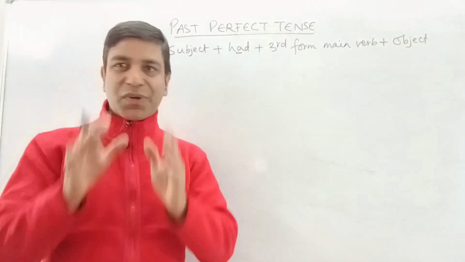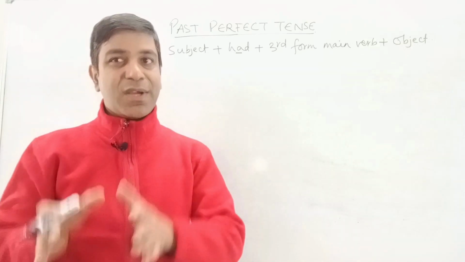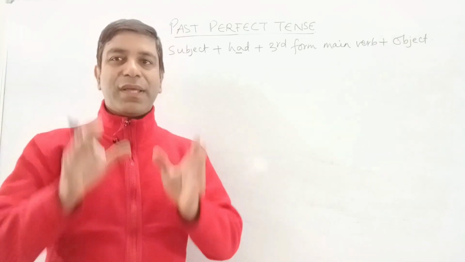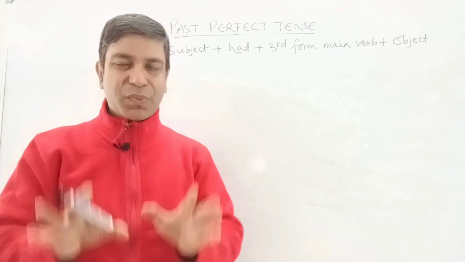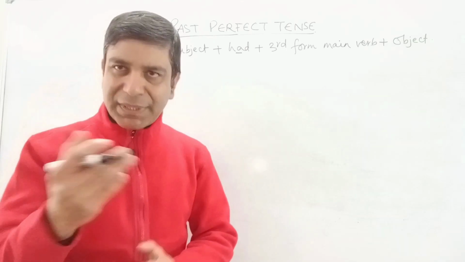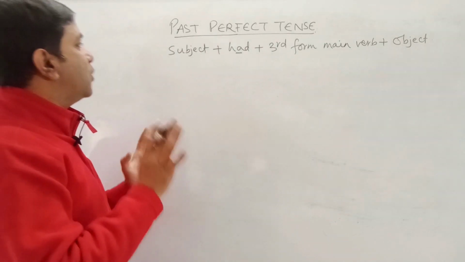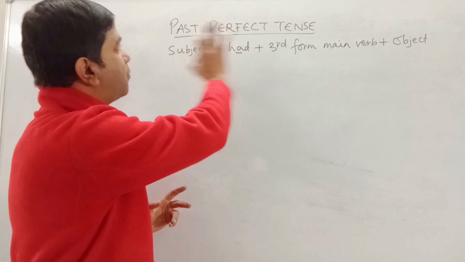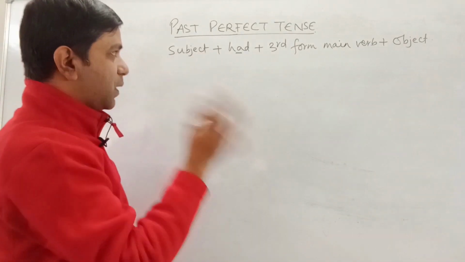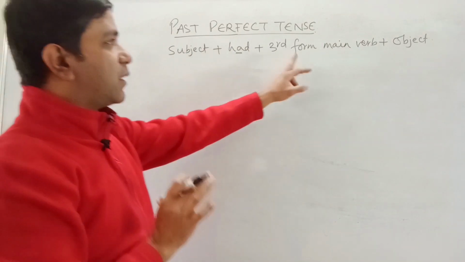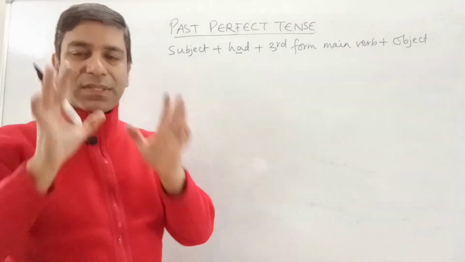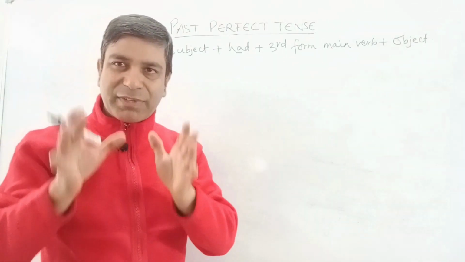Okay, let us talk about past perfect tense. What is the structure of past perfect tense and how and when is a past perfect tense used? We shall talk about that. But before we go into deeper discussion, first let us have a look at the structure of past perfect tense. A past perfect tense has a subject plus had plus third form of main verb plus object. So this is the structure of past perfect tense.